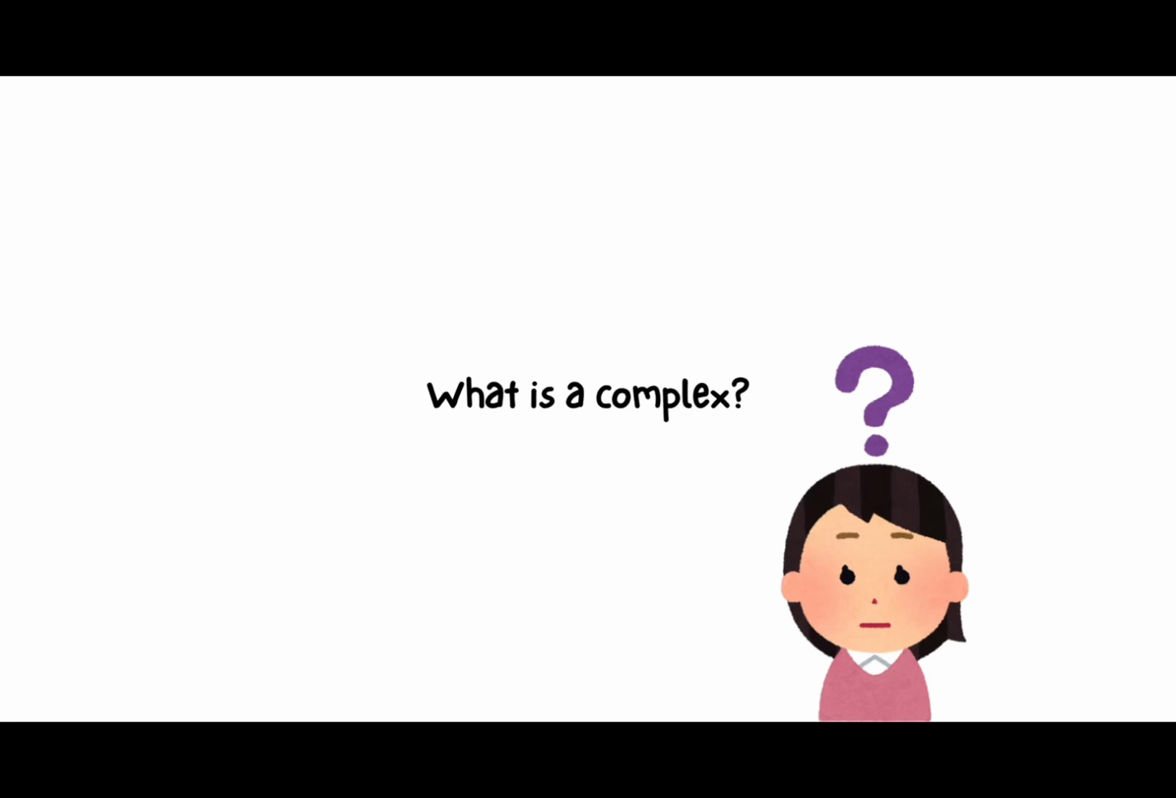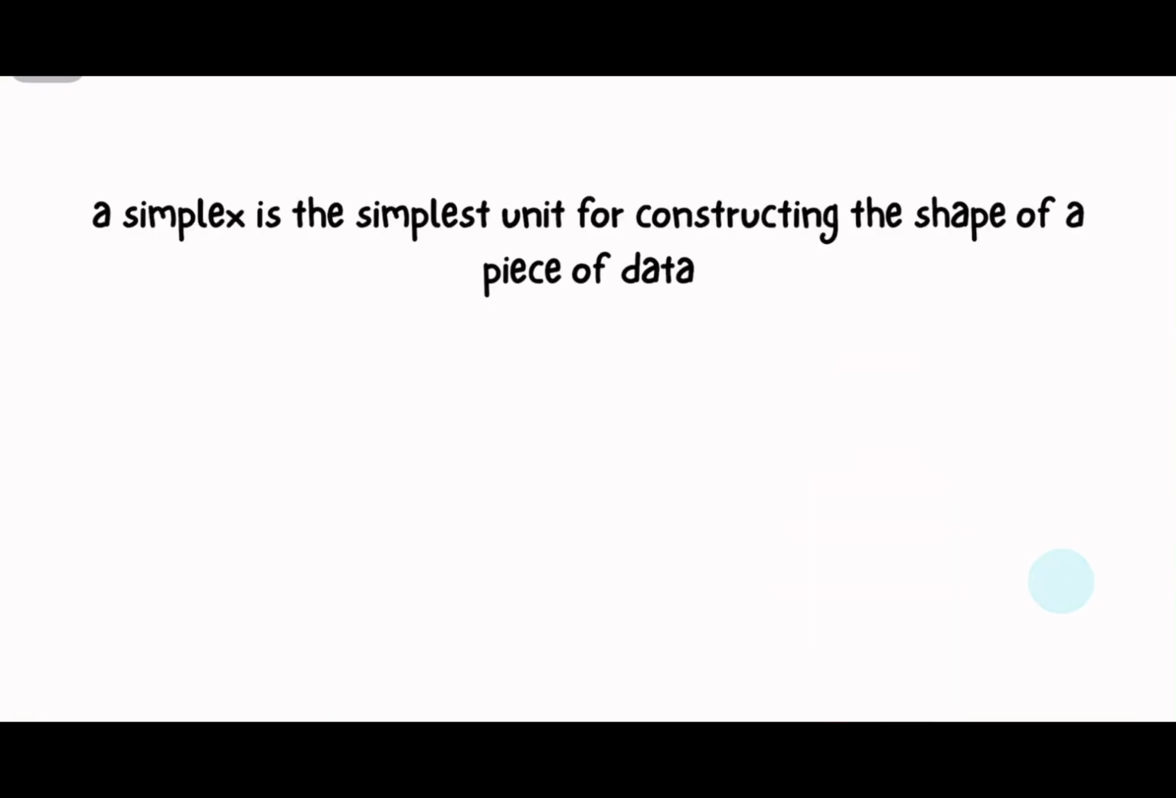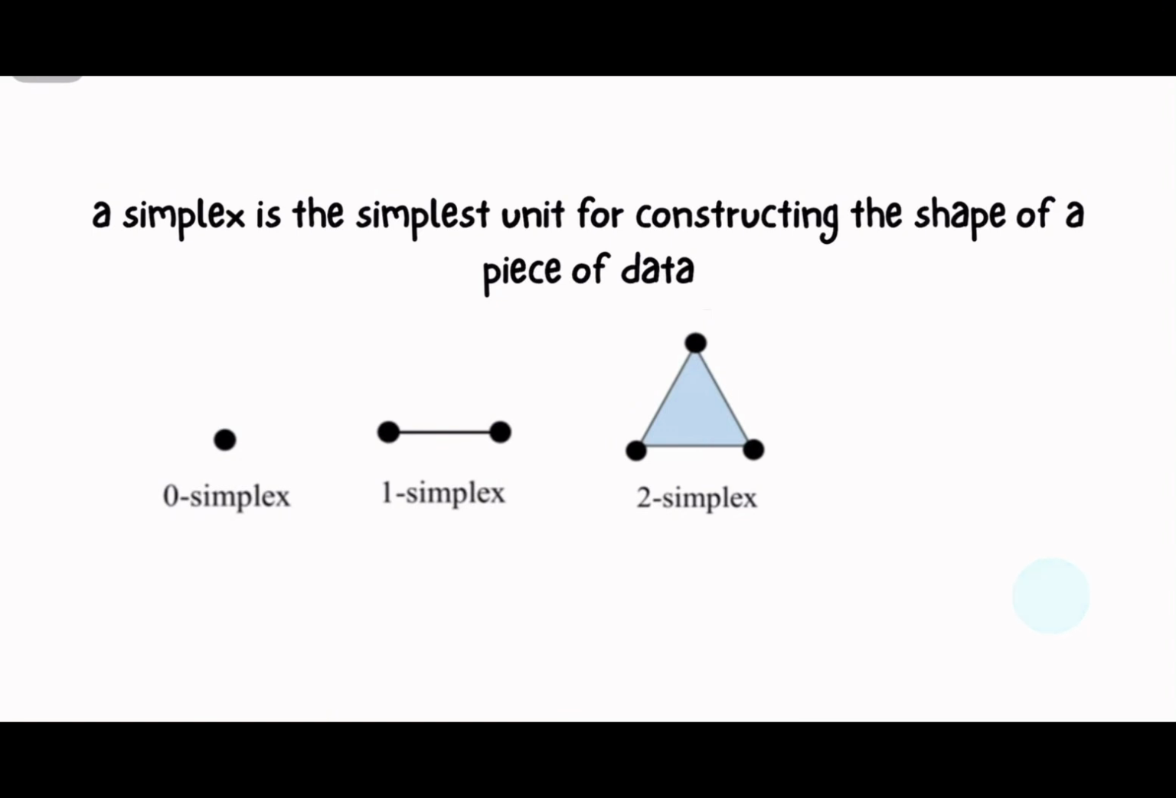But wait, what is a complex? Simply put, a simplicial complex is formed by several simplexes, and the simplex is the simplest unit for constructing the shape of a piece of data. In 0 dimensions, it's a point. In 1 dimension, it's a line segment formed by 2 points. And 2 dimensions is a triangle formed by 3 points. And 3 dimensions is a tetrahedron formed by 4 points, which in turn can be used to construct larger shapes and structures.